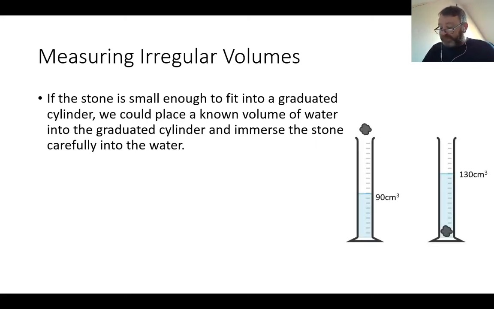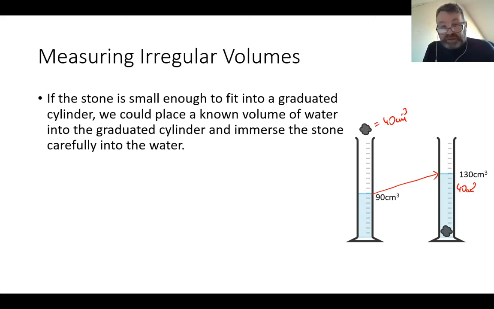Now, take this example here. I start off with 90 centimeters cubed. I immerse the stone and it goes up to 130. What was 90 goes to 130. Now, who's responsible for pushing the water upwards? The stone is. And the stone pushes out its own size, its own volume. So that means that the stone has caused an increase of 40 centimeters cubed. So I can easily say now that the stone has a volume of 40 centimeters cubed.